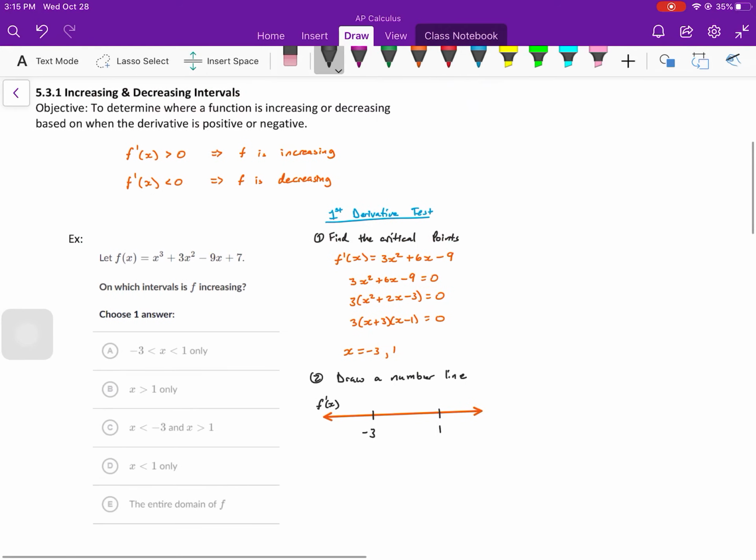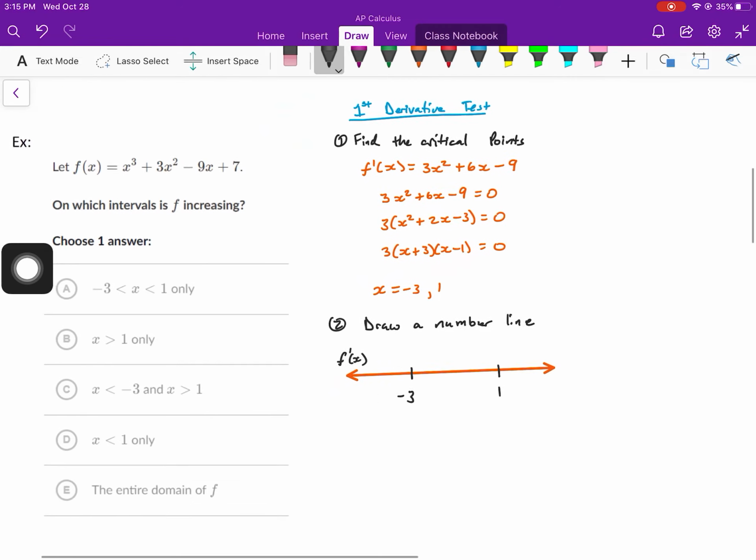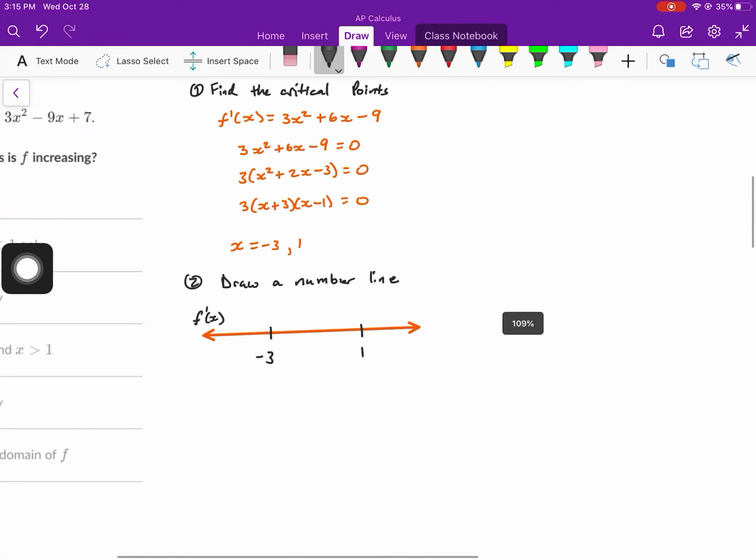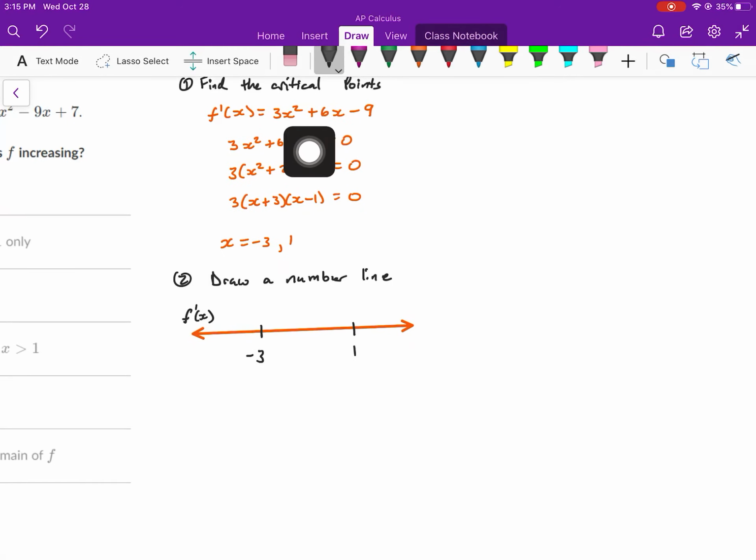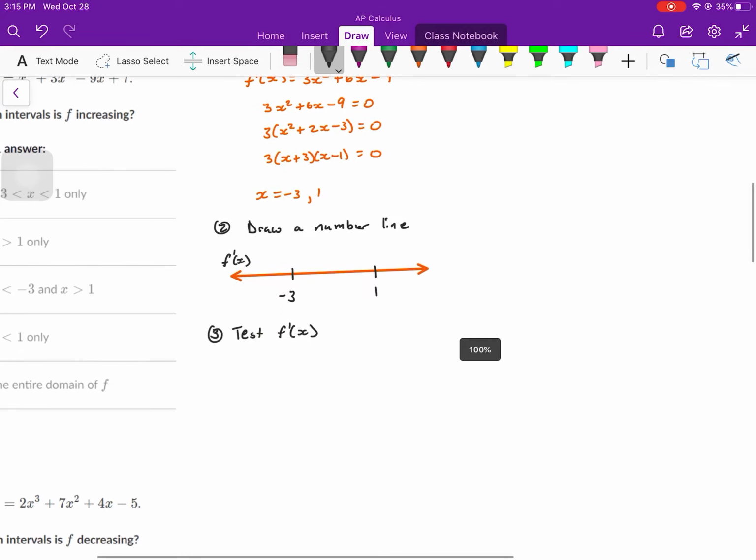Because if f prime, remember, if f prime is positive, f is increasing. If f prime is negative, f is decreasing. So remember, f prime of x, and that's our third step, we're going to test f prime of x.